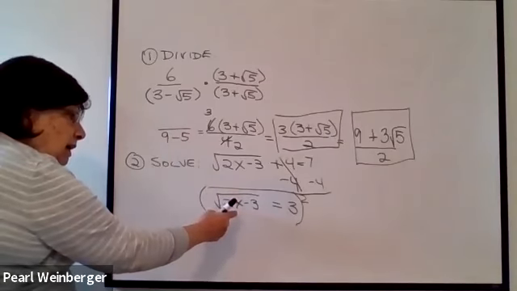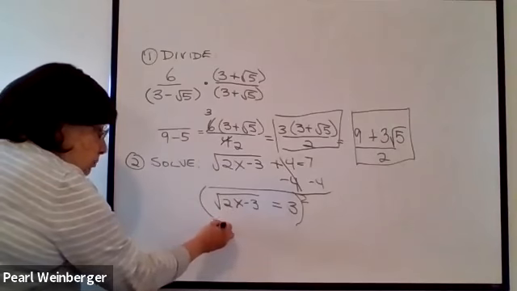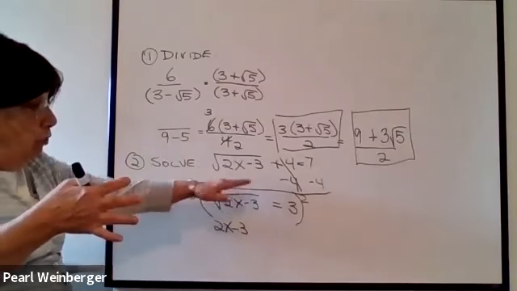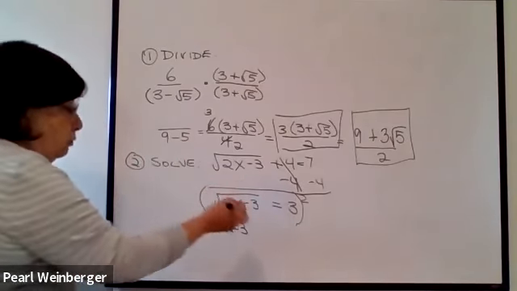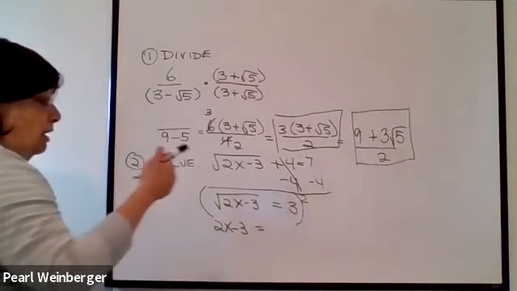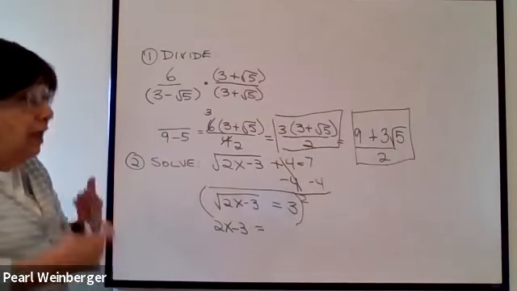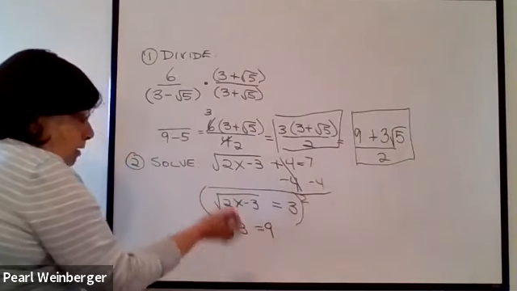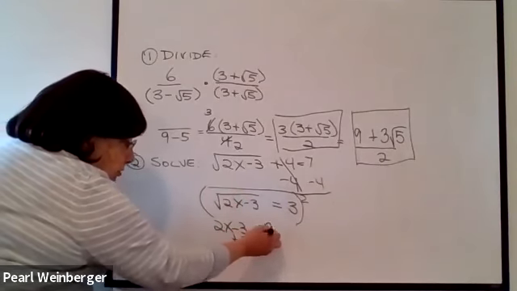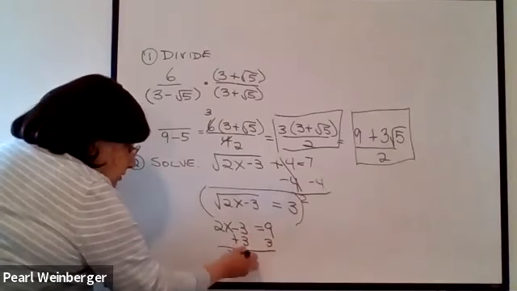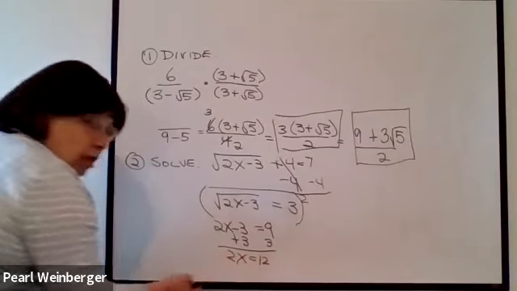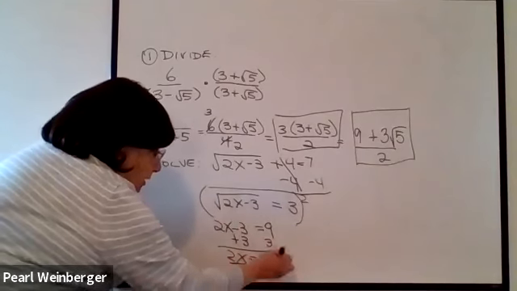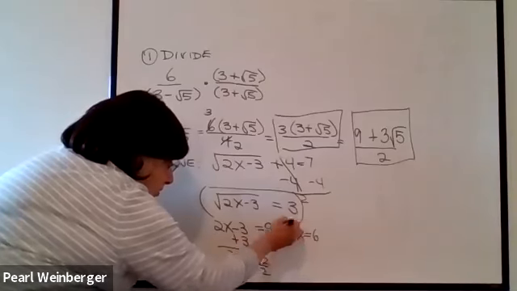When I square this side, I get just the 2x minus 3. Anytime you multiply something with a radical by itself, it removes the radical. We have just plain 2x minus 3. But on the other side, where we have 3, and it's not a radical, we have to actually multiply it by itself. 3 times 3 is 9. And now I have just a regular equation. I bring this 3 to the other side. This gives me 2x equals 12. And if I divide both sides by 2, I get that x equals 6.